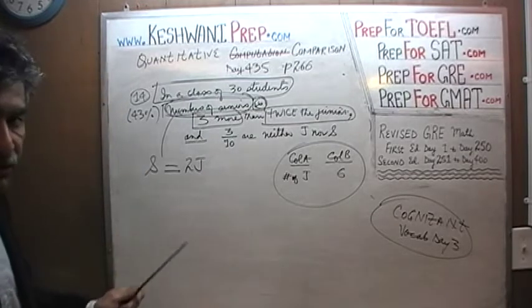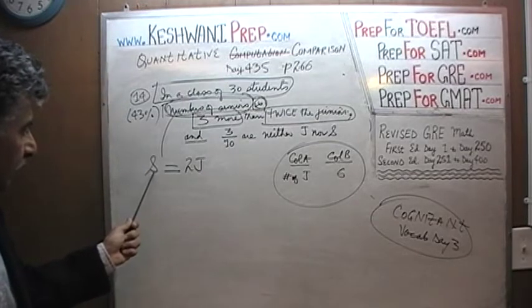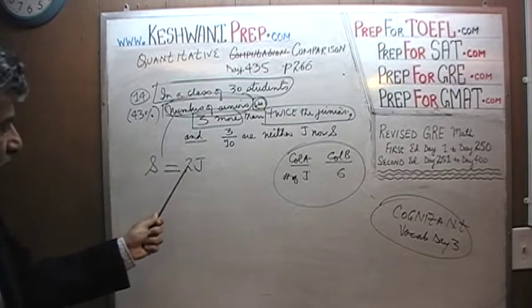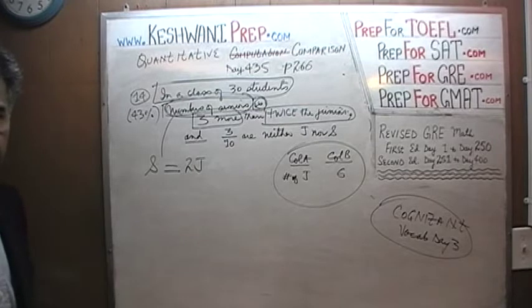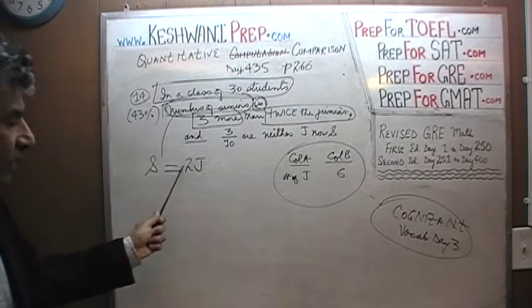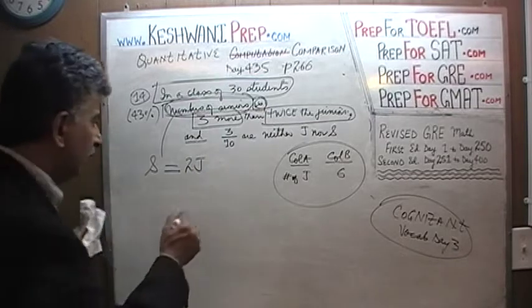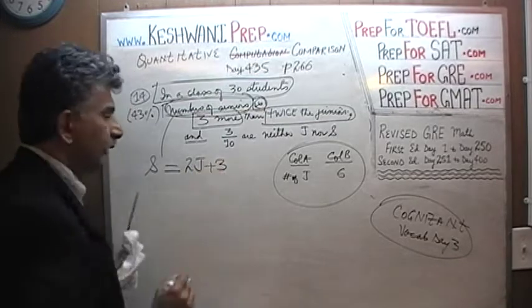Now, if we didn't have this 3 more part, then the sentence reads, the number of seniors is twice the number of juniors. That's not the case. The number of seniors is not twice the juniors. It is three more than twice the juniors. We need to add three. That's our first sentence.